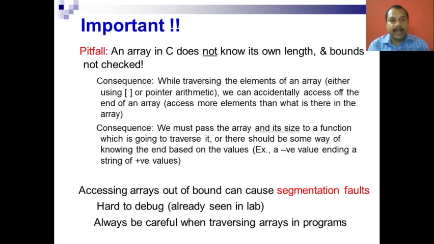Okay, an array in C does not know its own length and bounds are not checked. So the consequence is, while traversing the elements of an array either using square brackets or pointer arithmetic, you can accidentally access off the end of the array. Okay, access more elements than what is there in the array. We must pass the array and its size to a function which is going to traverse it, or there should be some way of knowing the end based on the values. For example, a negative value ending a list, or a positive value.